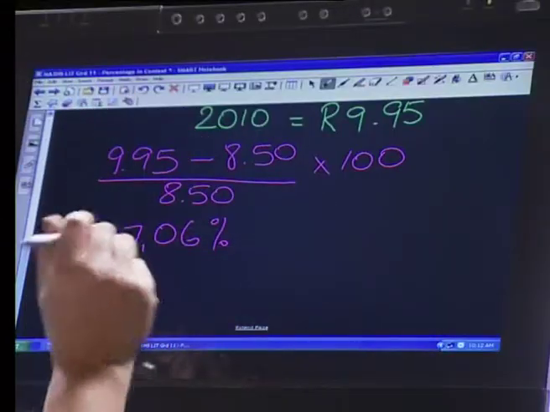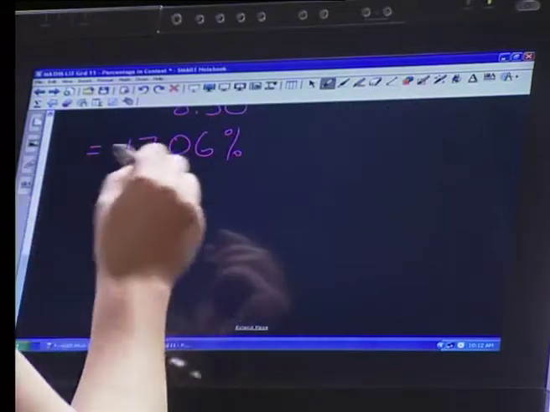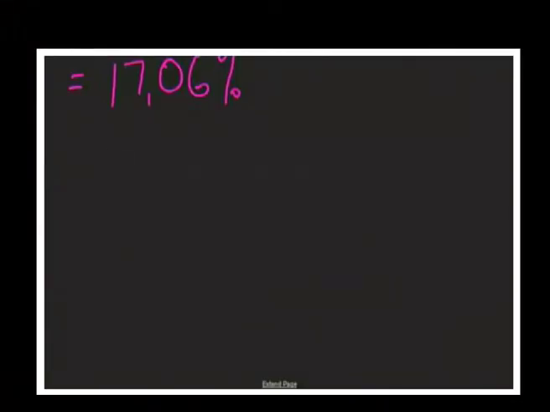Let's now do a percentage decrease. So let's look at another example. So let's say money is the easiest thing to deal with. So let's say I pay 250 Rand for a bag.